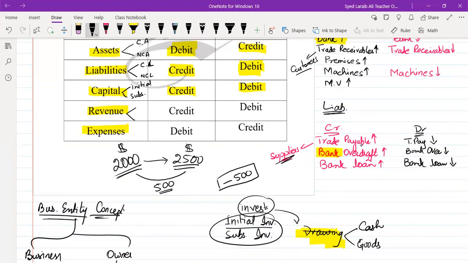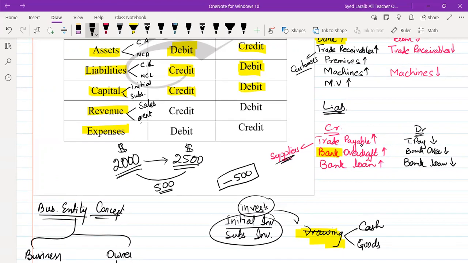Remember, sales is the part of revenue. The most important part of this revenue is sales. That means to say that through sales, a business increases its income. When the business sells product, it increases its income in the business. The other incomes are also there. For example, rent receivables, insurance, interest receivables, etc.